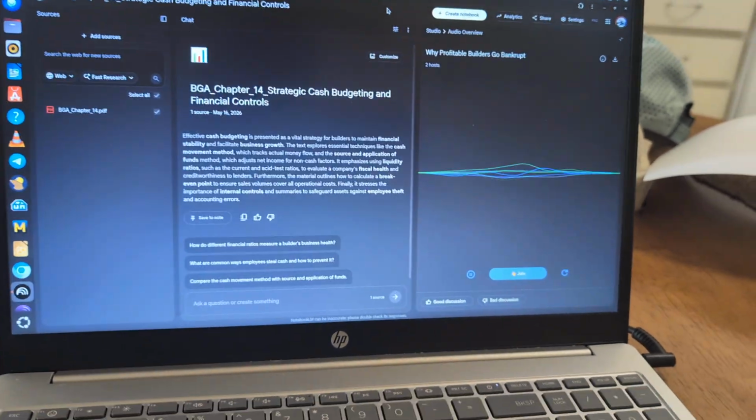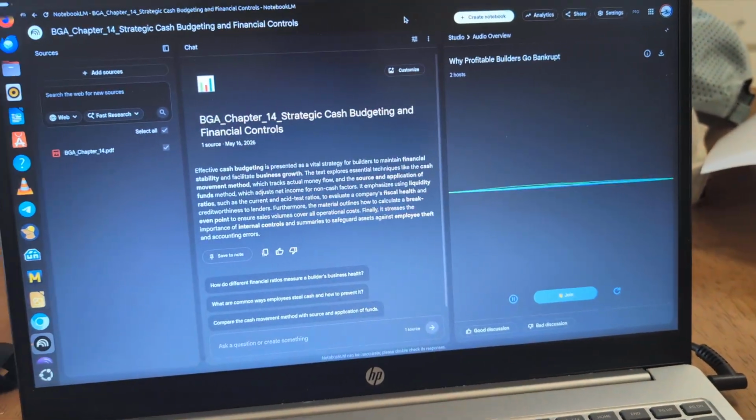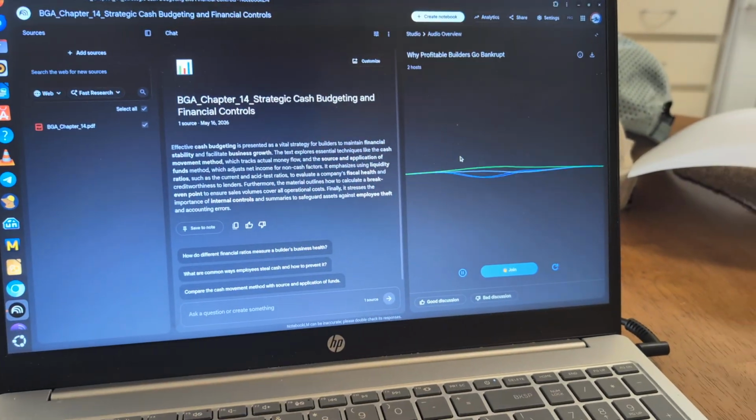We're going to unpack every single one of those to show how a builder can be profitable. Right, because you can have great margins on a job and still go absolutely bankrupt. It is a terrifying reality.